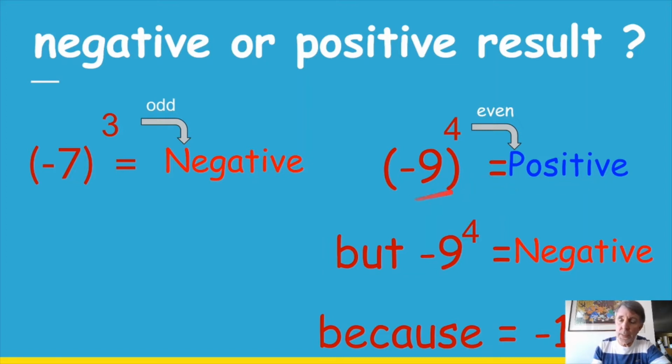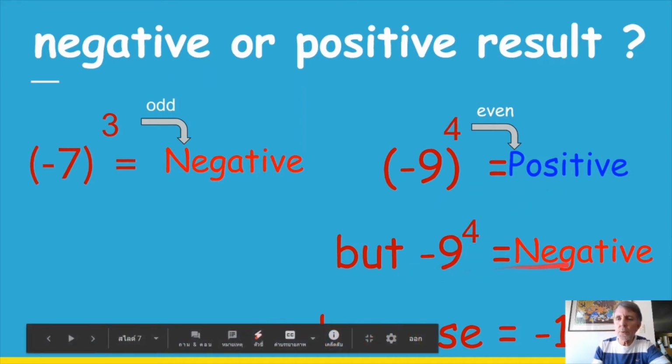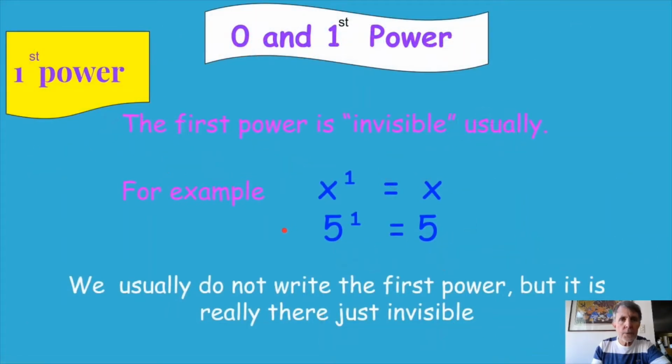We don't know what it is. It would be 9 times 9, 81 times 81, whatever that is. And just remember that this, without the parentheses, is going to be negative because that's really negative 1 times 9 to the 4th. So there's an invisible 1 there. So whatever the 9 to the 4th equals, it's going to be negative because of that negative 1 being the last thing.